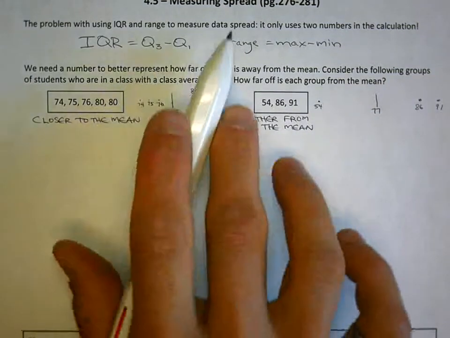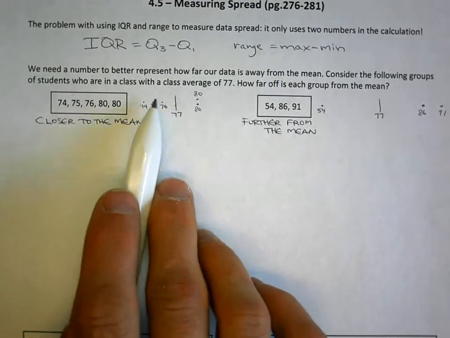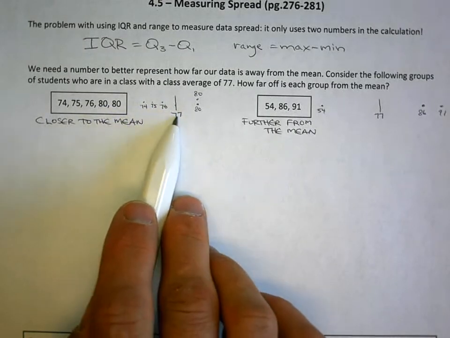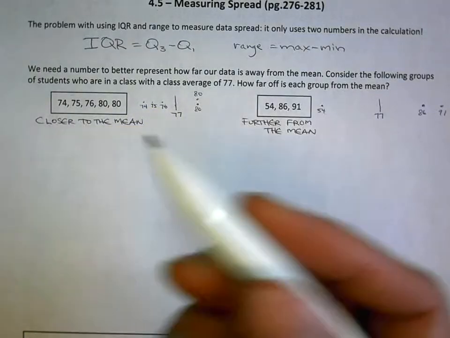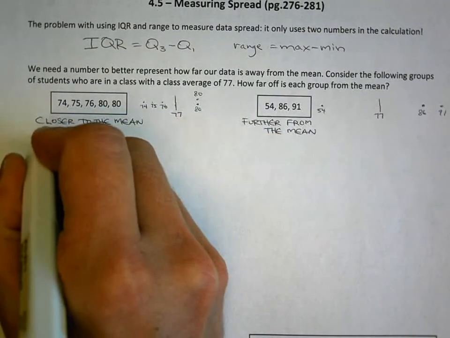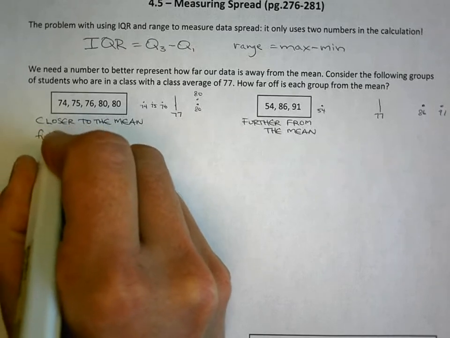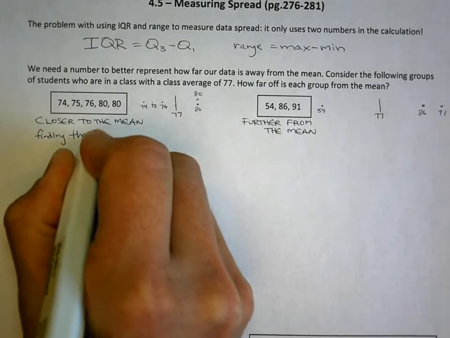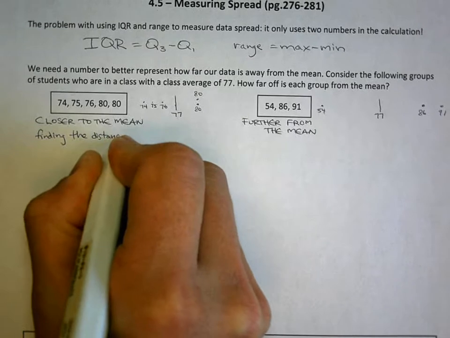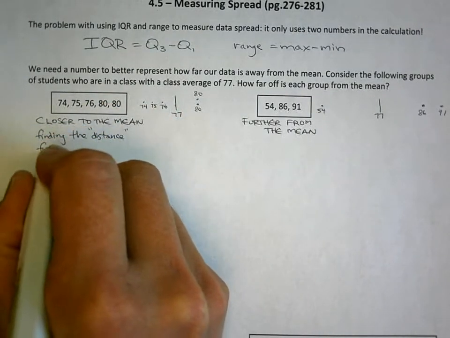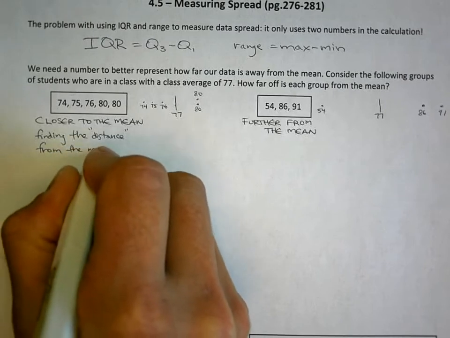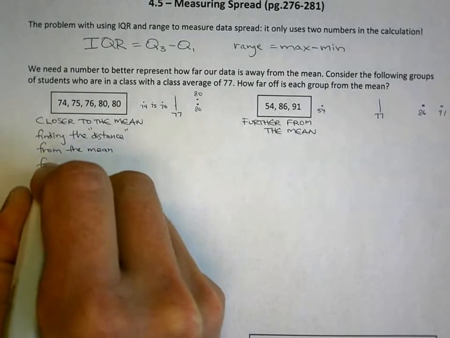So the way we're going to measure spread is, is there a way I can add up how far each of these numbers is from the mean? Because that'll tell me that these are a lot closer than these. So let's try doing that. Let's try finding the distance, put distance in quotation marks, from the mean for each point.